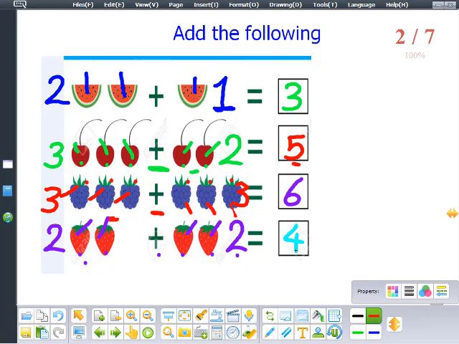So we said when I add, I count all the group, all the pictures. When I add, I use this sign, which is plus, and by the end, we put this sign, which is equal.